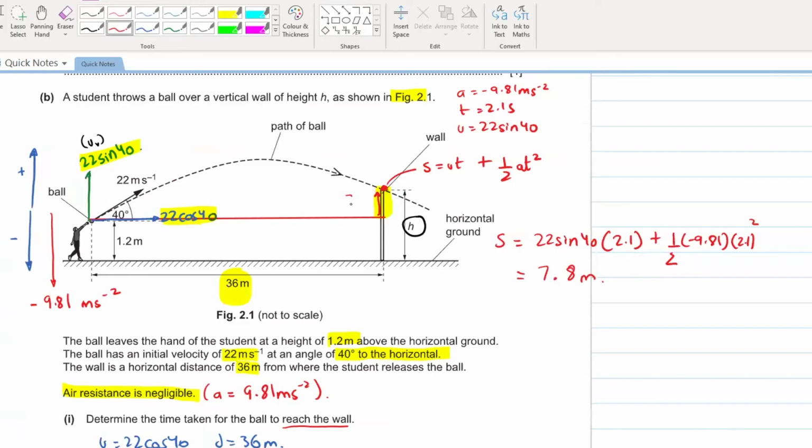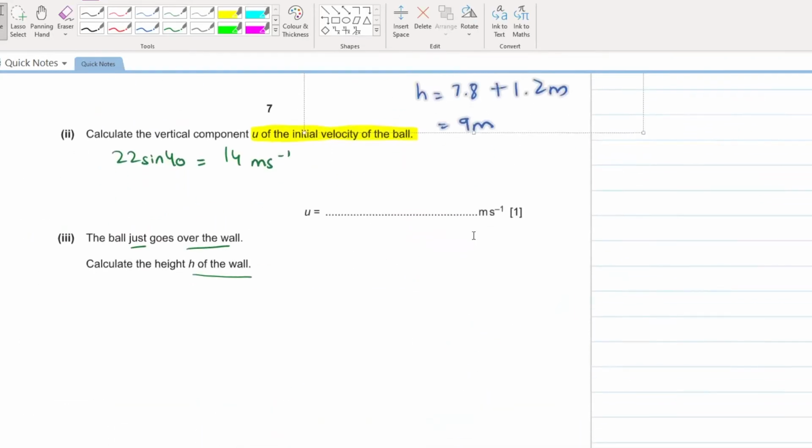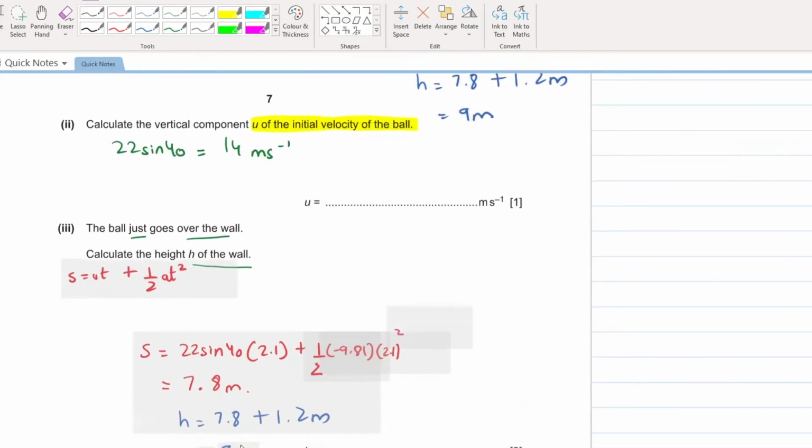That means this yellow portion is 7.8 meters. You have to calculate the total height. The total height also includes this green portion, that is 1.2. So h will be equal to 7.8 plus 1.2 meters. This comes out to be 9 meters as your answer. You can take all of this in the working below. Let's write it here. Perfect.